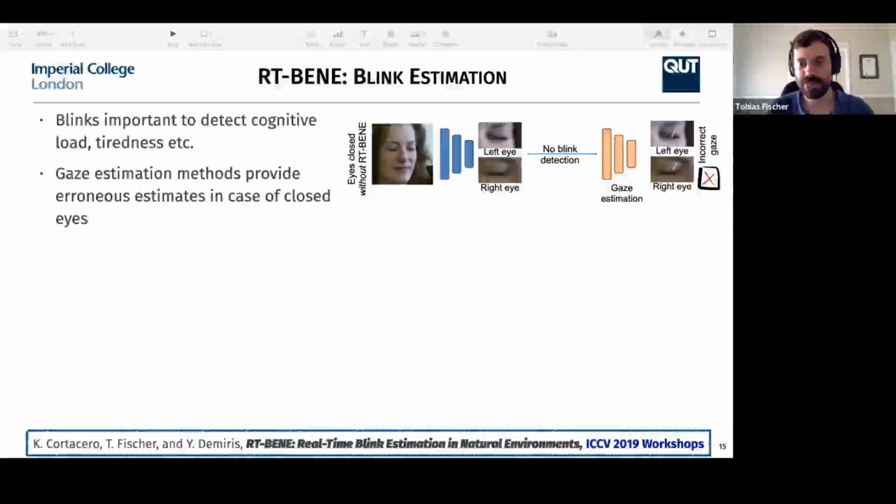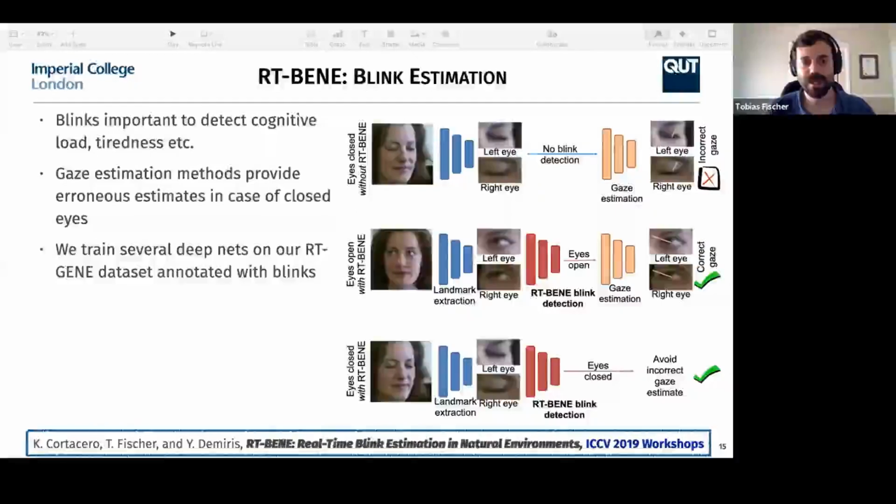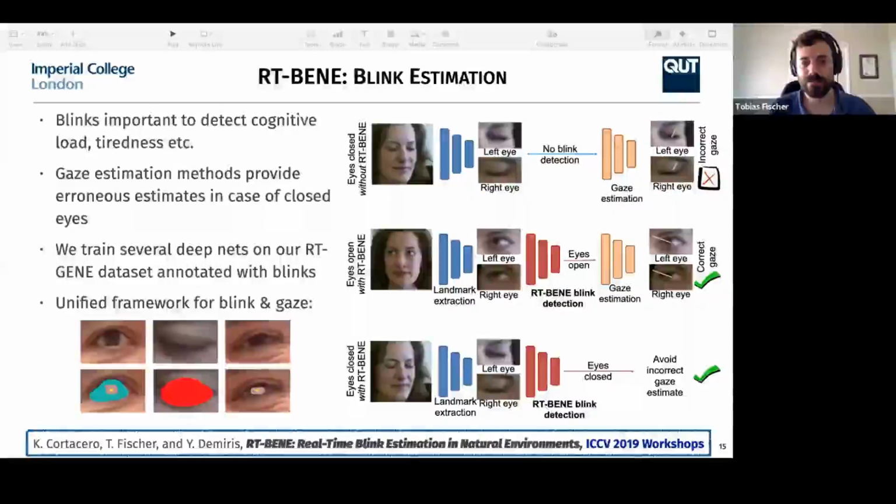So you have to detect blinks, and the good thing is that we can use the very same data set, because we can annotate blinks in that data set as well, and then similarly train a deep network to detect those blinks. And again, we can do the ensembling methods, and we show that we outperform the prior art on blinks as well.